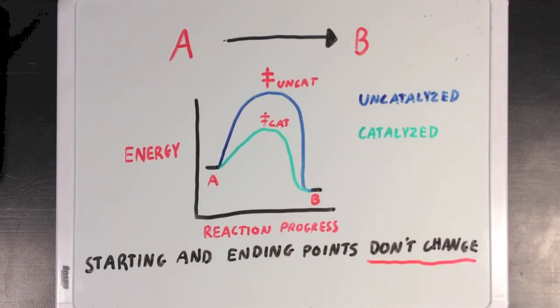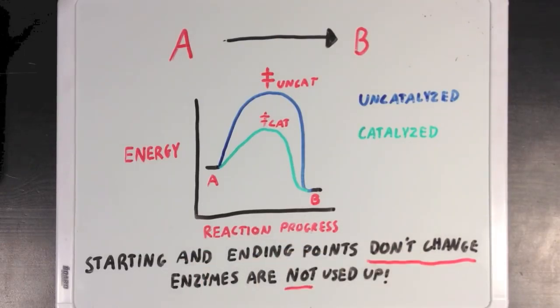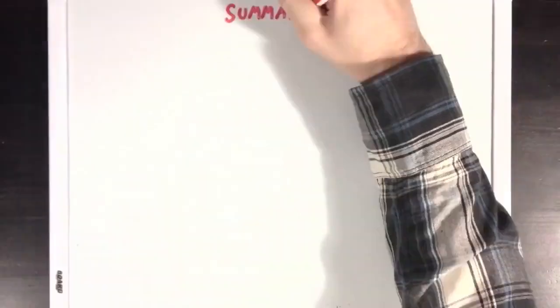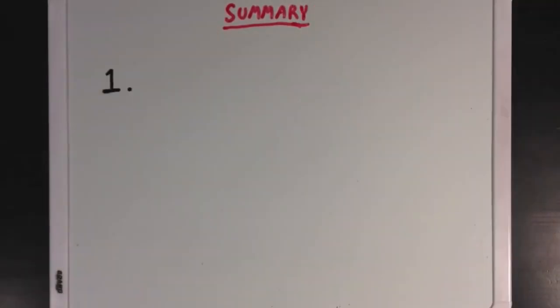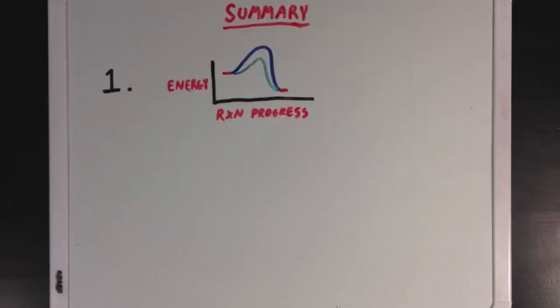Now, since our starting and ending points aren't changing, it follows that the enzymes are not used up when they catalyze a reaction, and there is no permanent change to the enzyme following a reaction. So what did we learn? Well, first we learned that enzymes work by lowering the free energy of activation of a reaction, making it much easier for the reactants to transition and form products.